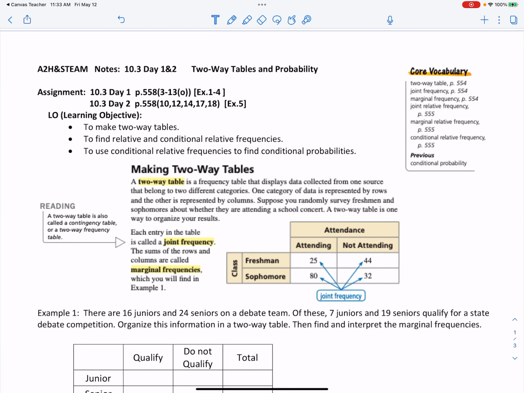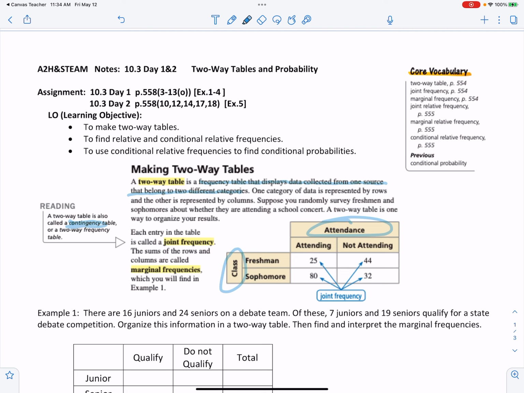Algebra 2 honors. 10.3, we're going to do day 1 notes, which are examples 1 through 4. And so we're talking about two-way tables today. Two-way tables are also known as contingency tables, and they are a frequency table that displays data collected from one source that belongs to two different categories. Frequency table just means it's a count. How frequent is it? And down below we see that we have attendance versus class.